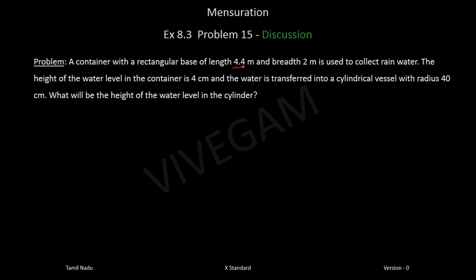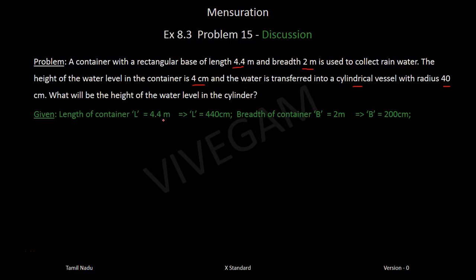The length of the tank or the container is 4.4 meters, breadth is 2 meters, and the depth or the height is 4 centimeters. Then for the cylindrical vessel, the radius is 40 centimeters. I guess that's all that is given. So you can see the length of the container is 4.4 meters, which is 440 centimeters. You have to be careful because the depth isn't given in meters, so we need to convert everything to centimeters. The cylindrical vessel is also given in centimeters, so we are converting everything to centimeters.